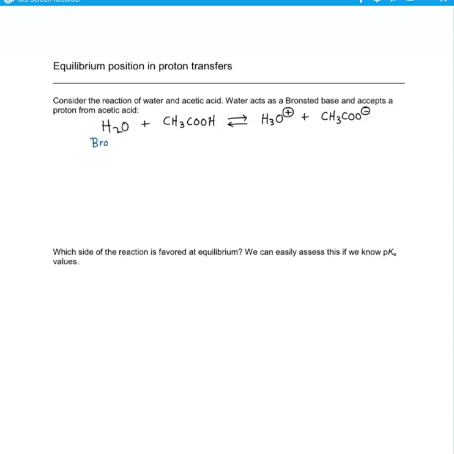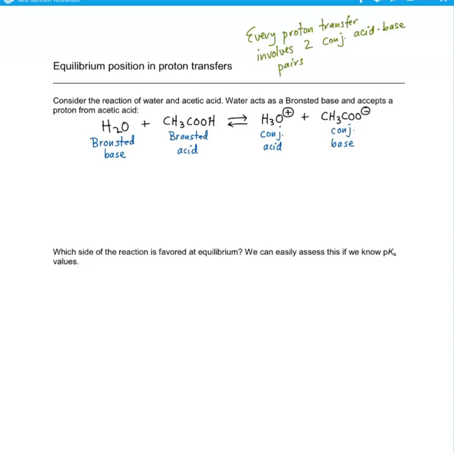Labeling everything, the water is accepting the proton from the acetic acid, so it's the Bronsted base. Acetic acid is the Bronsted acid. Hydronium ion is the conjugate acid of the base, and acetate ion is the conjugate base of the acid. Right away, notice that we have two conjugate acid-base pairs. That's going to be true for every single Bronsted-Lowry acid-base reaction. That's important enough to write down: every proton transfer involves two conjugate acid-base pairs, which means you have two acids and two bases in the reaction. On each side, there's an acid and a base, just like we see in this picture.